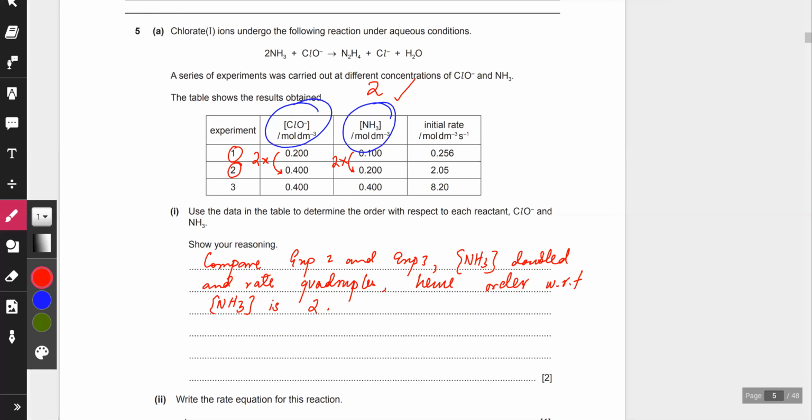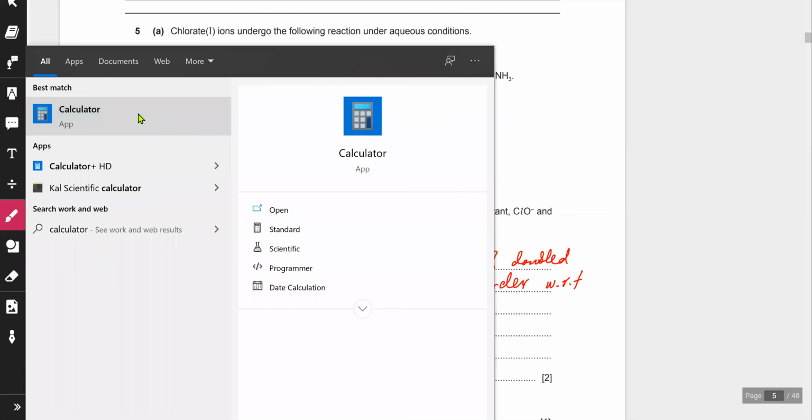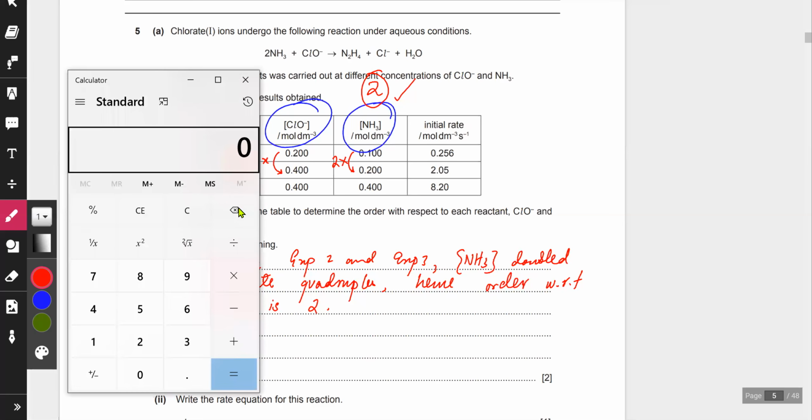Now the good thing is I know the order with respect to NH3. So if I double the concentration of NH3, the rate should be 4 times. So what's 0.256 times 4? One second, calc. It's 8 times, I guess. No, I'm just saying 0.256 times 4. It's coming out to be 1.024.